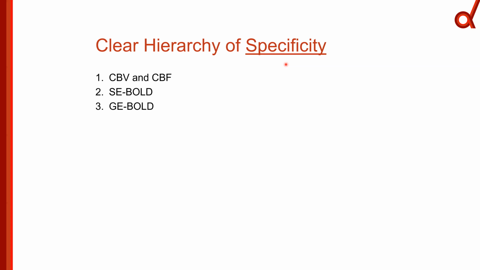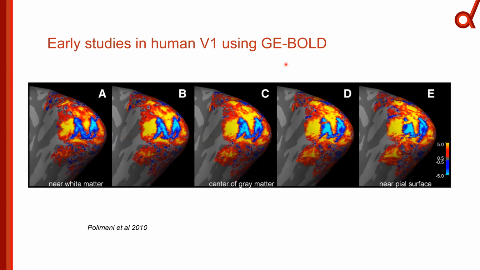And I couldn't possibly let a talk at MGH go by without showing John's famous slide from his 2010 publication, where I don't know if it's the M from MGH or the M from Martinos which is being activated, but this is an imposed pattern of activation on human visual cortex. And you can see that you have better specificity down at the lower depths and better sensitivity towards the surface, but the specificity is suffering.